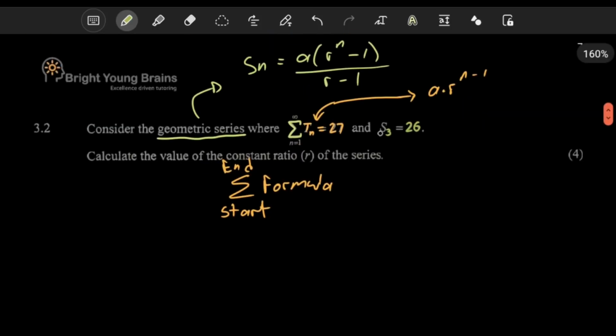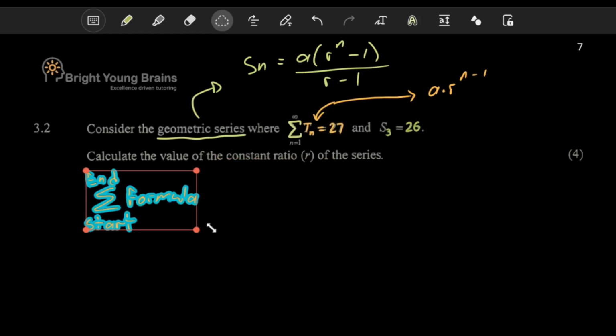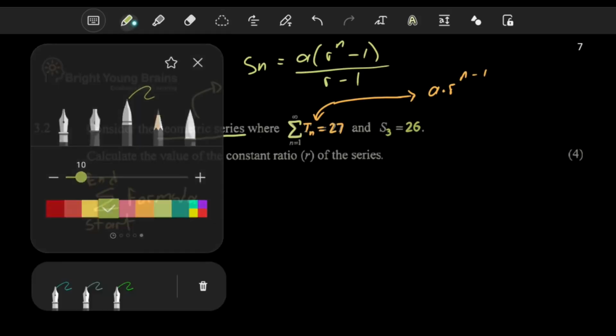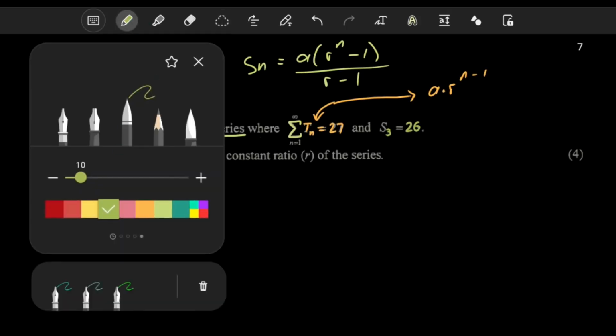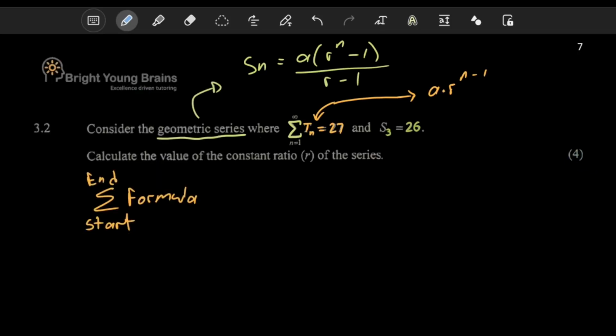They said, with these 2 pieces of information given, calculate the value of the constant ratio of the series. That's not too bad, because it's a 4-mark question. And yeah, just have a positive attitude. Even though right now I'm looking at the question and thinking, okay, let's just work on it.